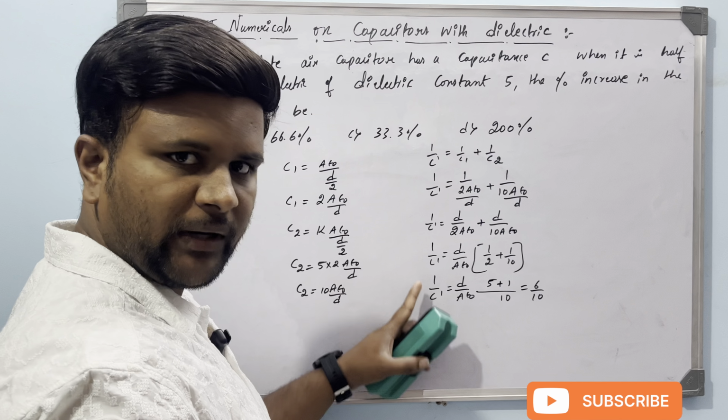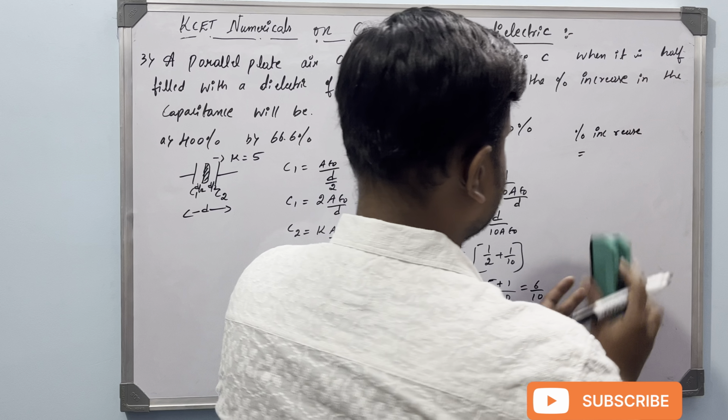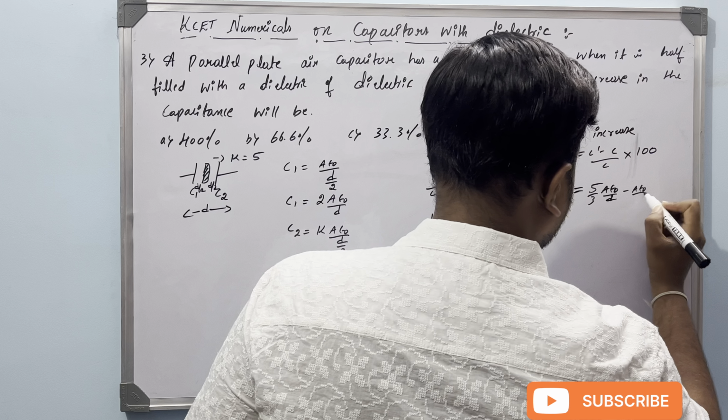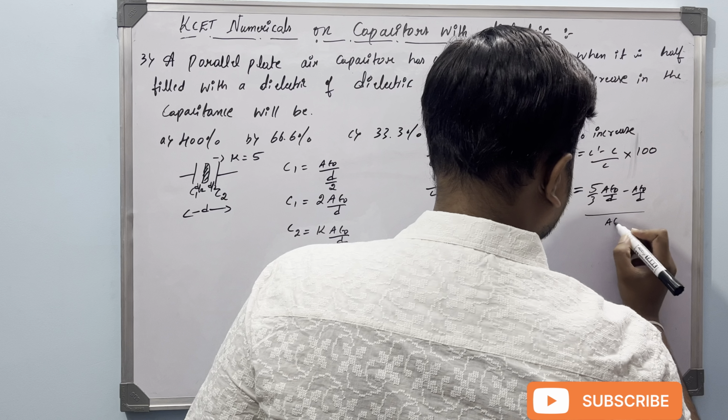So now I need to calculate the percentage increase. So percentage increase is given by the formula: percentage increase is equal to C dash minus C divided by C into 100. Okay. So this is the formula. Now substitute here. So what is C dash? C dash is, I have left A epsilon naught divided by D, right? So C dash means 5 by 3 A epsilon naught divided by D minus A epsilon naught divided by D. C means A epsilon naught by D. Divided by A epsilon naught divided by D into 100.